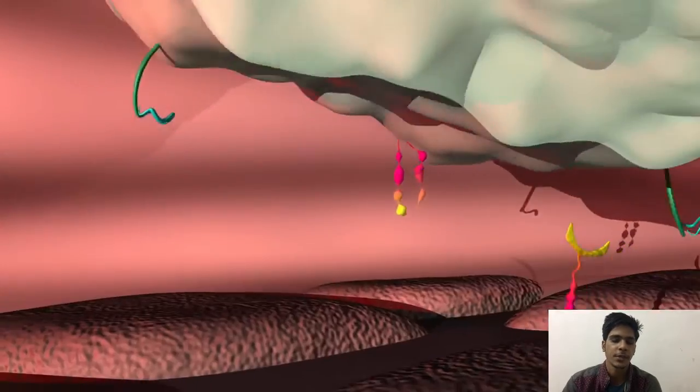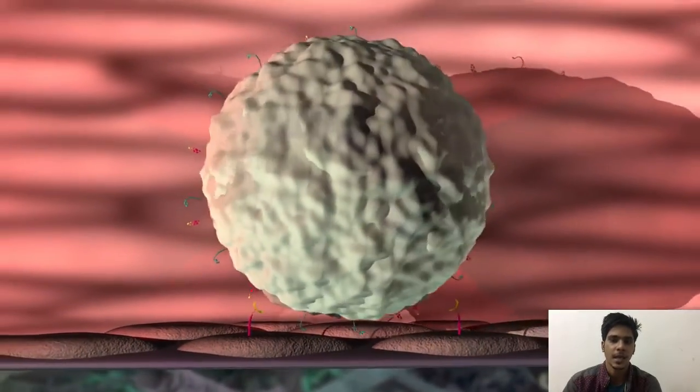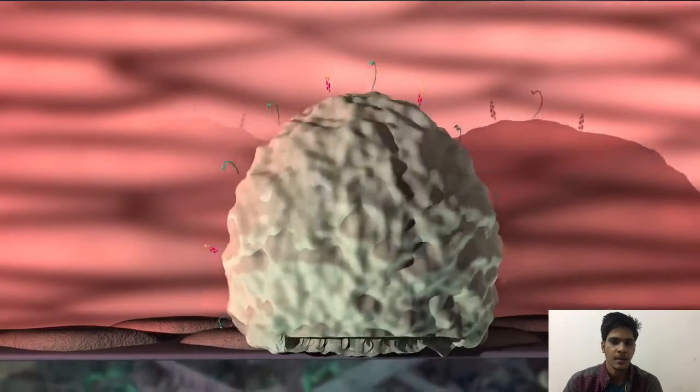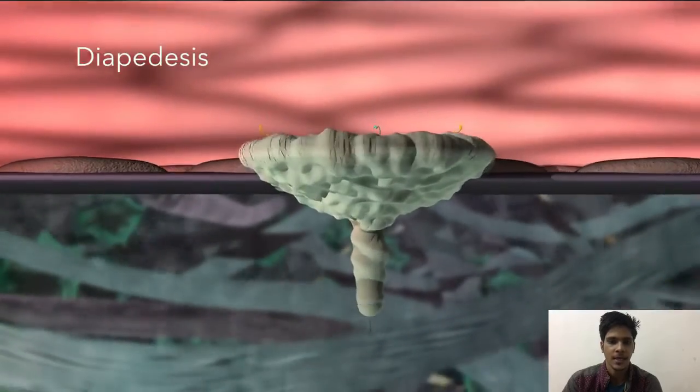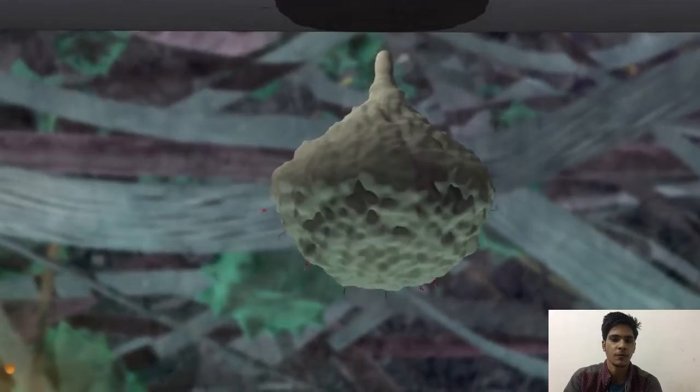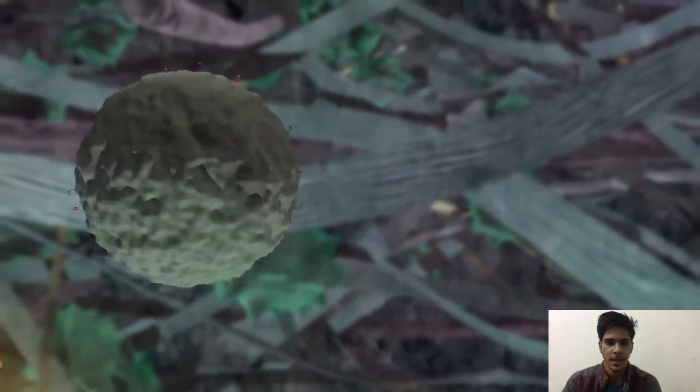Now we will talk about the second process, which is emigration or diapedesis. Now you can see in the animation the neutrophils are going inside the cell, and this entering of the neutrophil inside the cell is known as diapedesis.